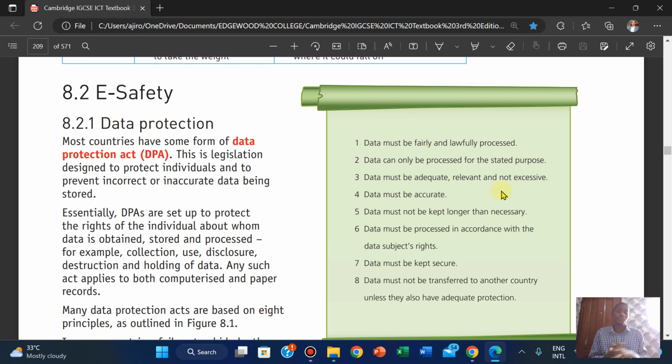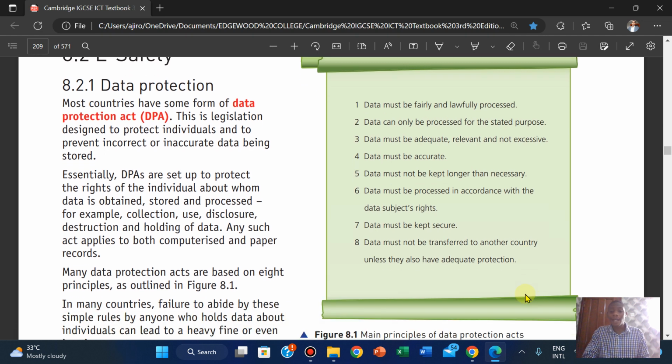Data must be accurate, so you don't post things that are not true just because you want to post something on the internet. Data must not be kept longer than necessary, and data must be processed in accordance with the data subject's rights. Data must be kept secure. Data must not be transferred to another country unless it has adequate protection.